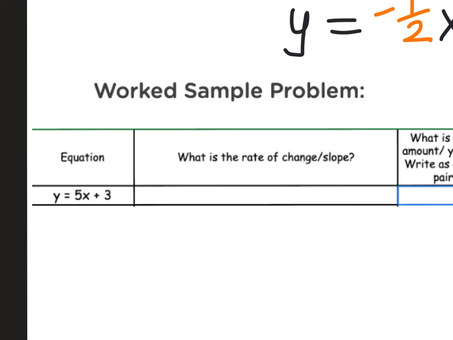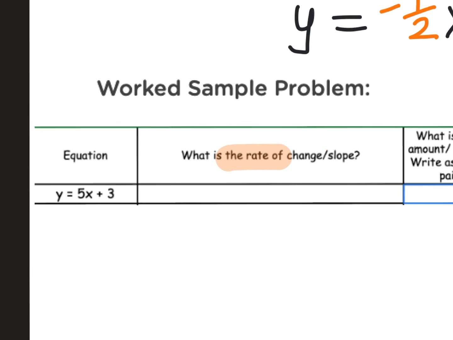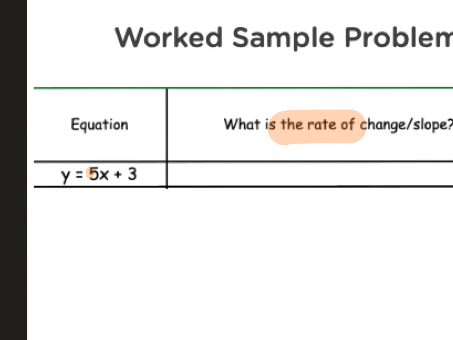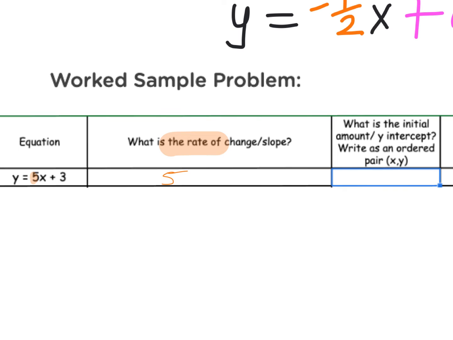So what kind of problems am I going to ask you to do with this new knowledge that you have? Well, one thing I'm going to ask you is, what is the rate of change? So in the example I've given you here, the rate of change is going to be that 5, because that is the number that is sitting in front of the x. Then the next question it asks me for is, what is the initial value? So the initial value is going to be 3.